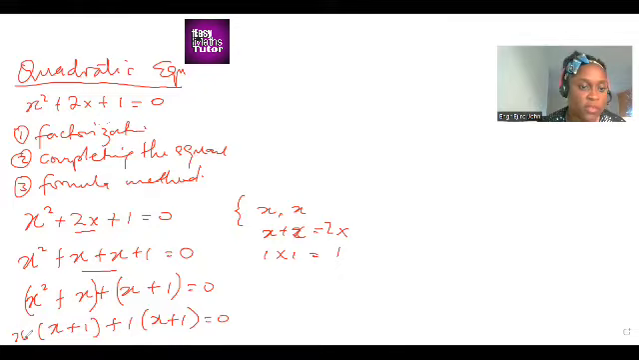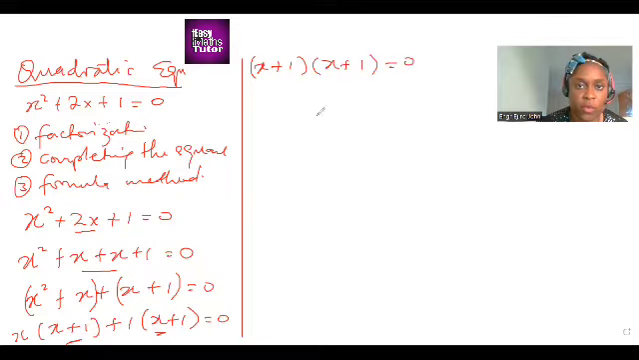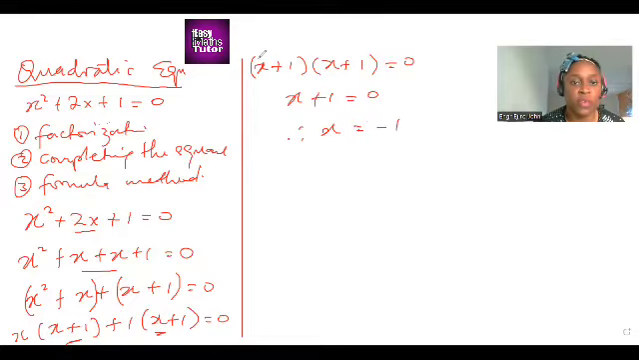The common factor here is x, and the common factor here is 1. So we're going to group these brackets, and we'll say x plus 1 into bracket x plus 1 equal to 0. Therefore, x plus 1 equal to 0, therefore x is equal to minus 1. So this is the solution of a quadratic equation.